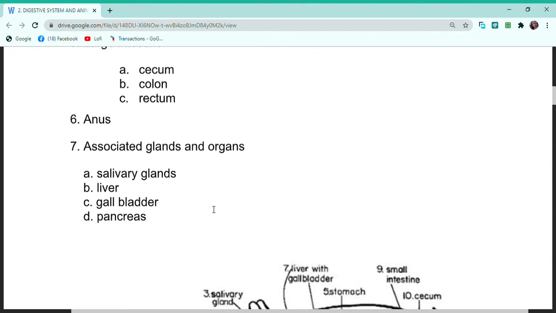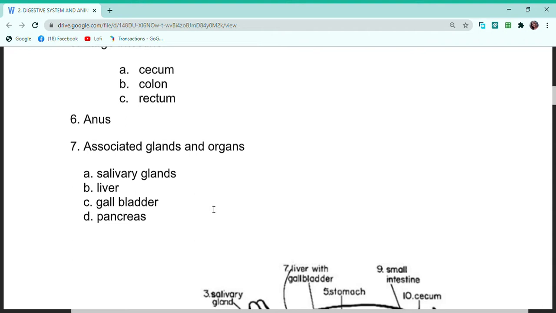Why are horses called pseudo ruminants? Pseudo ruminants because they eat grass also. The horses eat grass. However, they only have one or simple stomach. Okay, they eat grass, but they have one stomach, or they have a single stomach.